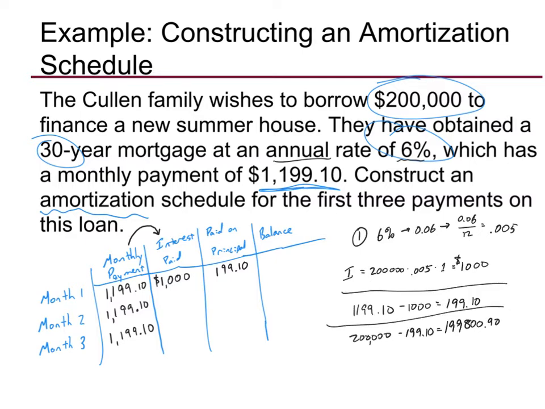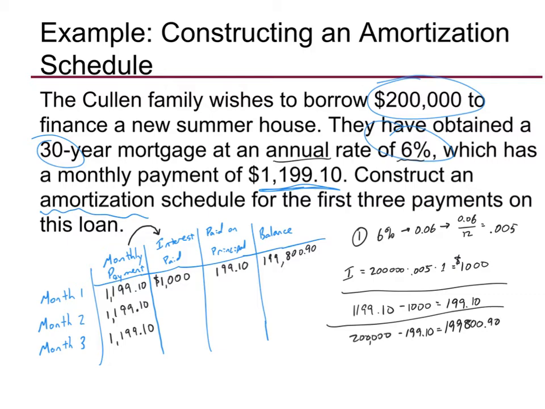800.90. That's the new balance. I only owe $199,800.90, but I've got 29 years and 11 months to pay that off. Okay, the monthly payment isn't changing for the whole 30-year mortgage. All right, so that is just the first month's work.